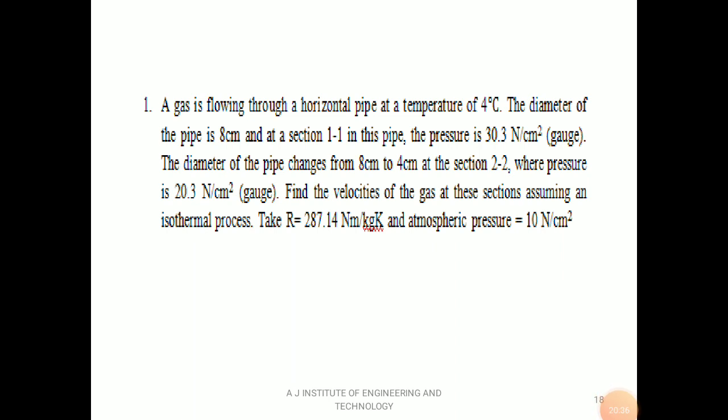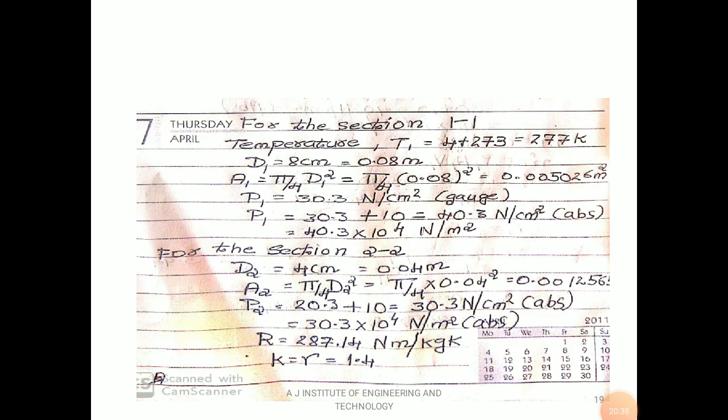Okay, let us just write down the given data. For section 1-1, you can write separately section 1-1 and section 2-2. Temperature T1 is equal to 4 plus 273. As I already told you, you have to convert from degree centigrade to degree Kelvin. That can be done by adding 273.15, or simply you can add 273. So we get 277 Kelvin as T1, and D1, that is the diameter at section 1-1, equal to 8 centimeter. Convert from centimeter to meter. The SI unit of diameter is meter, so that is equal to 0.08 meter.